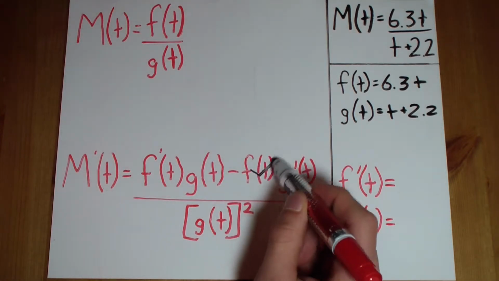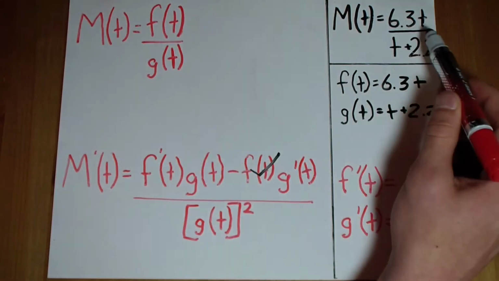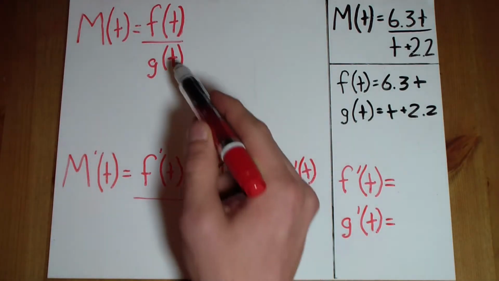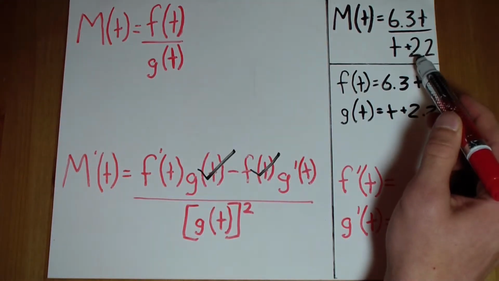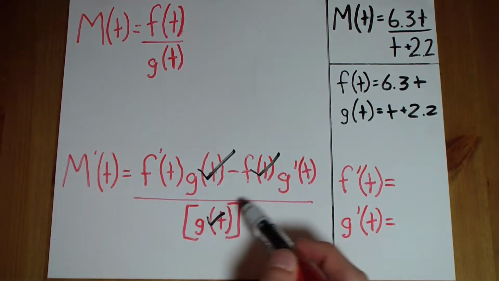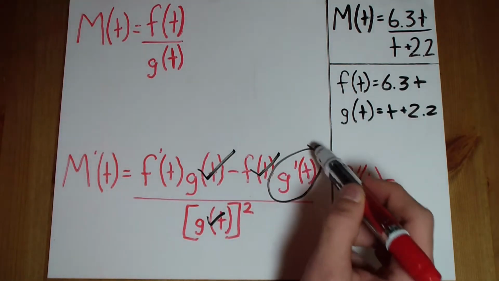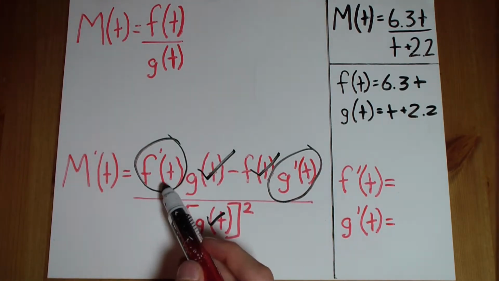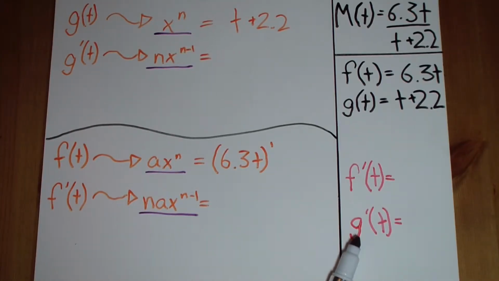We know f of t is equal to 6.3t. We know g of t is equal to t plus 2.2. We don't know f prime t and g prime t. This is what we must solve for next. First, we'll solve for g prime.